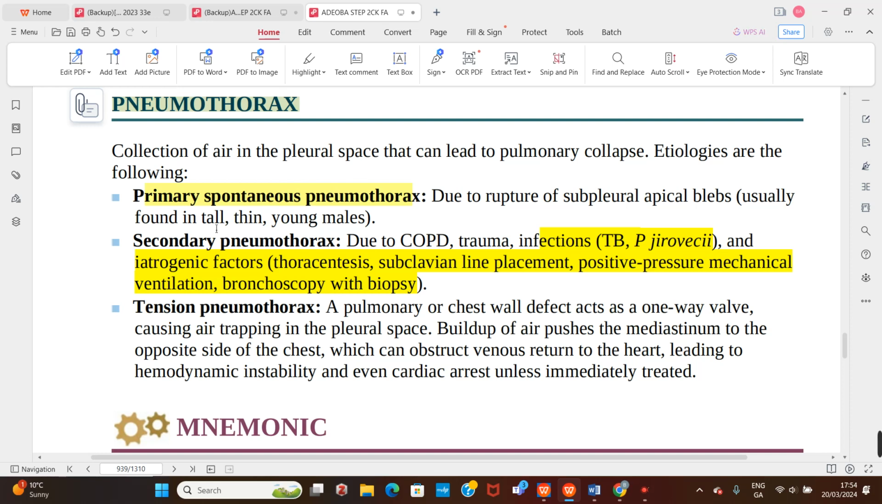So this is very, very common in people that are tall, that are thin, and young. So basically, lanky people, you are tall, you are thin, you are young. So they tend to have formation of, maybe due to elongation of the lungs, it kind of facilitates formation of subpleural apical blebs. So blebs are just like pockets of air within the pleural membrane, which can easily rupture and lead to air movement into the pleural cavity. So that's a form of primary spontaneous pneumothorax.